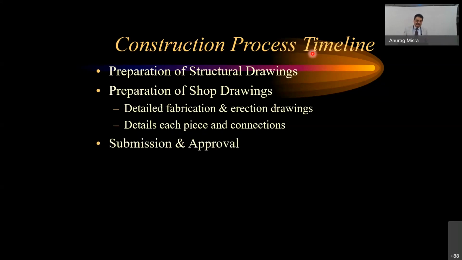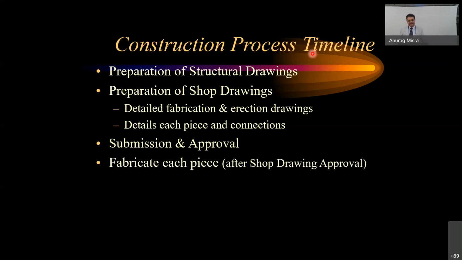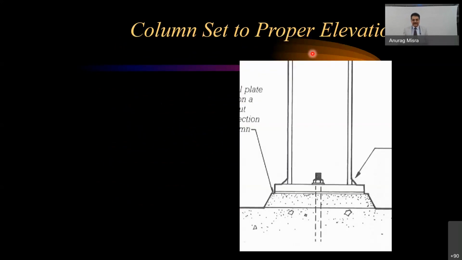Then once you have done the fabrication drawing, you have to go for the approval of both structures and fabrication drawings, and then you start fabricating. It's also a good idea that these connections are at least once checked for mock assembly at the factory only. If the space is not available, that's a different thing, but otherwise many people do that. At least a few of the joints are tested before it is shipped to the site, and then the components are shipped to the site and then go for erection.